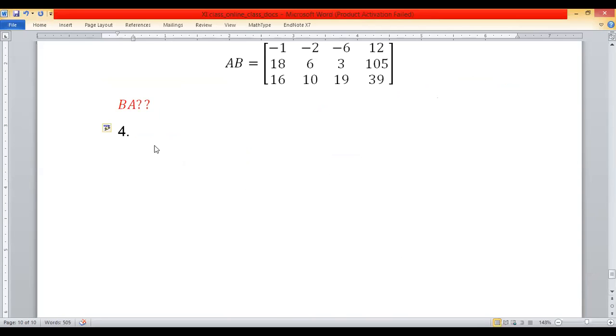Number 4 is verify (AB) transpose is always first B transpose and A transpose. So let's try up to order 3 by 3. Let's try.